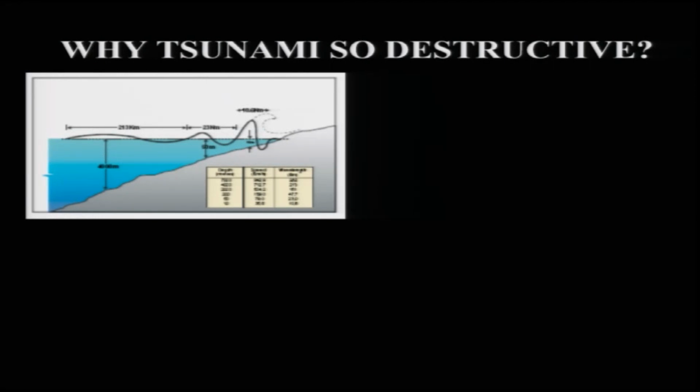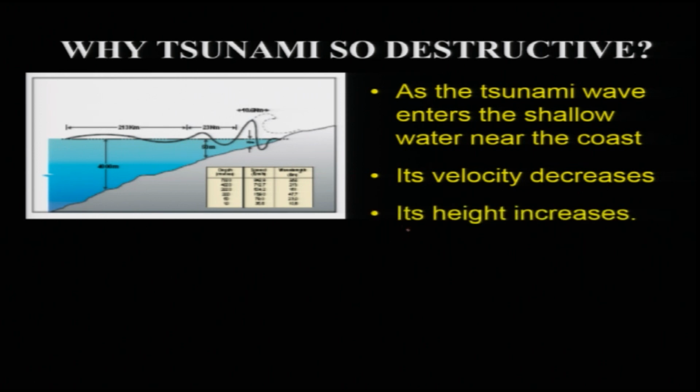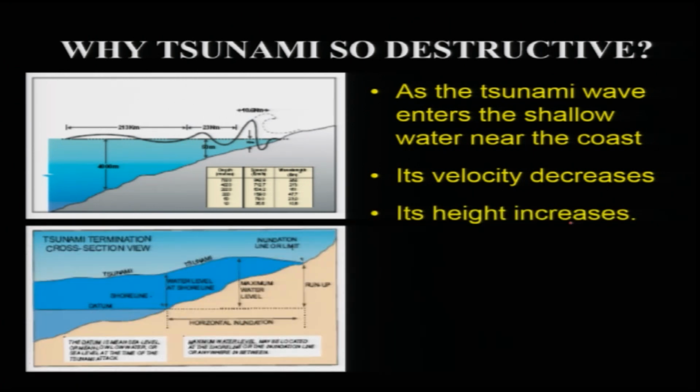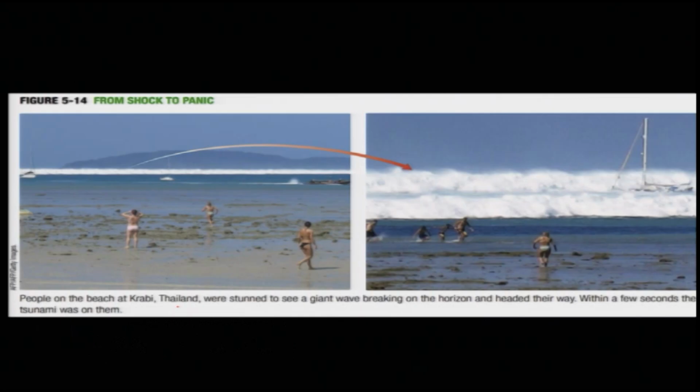Why are tsunamis so destructive? This is what we were talking about: it is barely noticeable in the deeper portion of the ocean, whereas as it comes closer, the wavelength reduces but the height increases because of the stacking. As the tsunami waves enter the shallow waters near the coast, their velocity decreases and their height increases. Basically because of the stacking, the height may go up to 30 to 50 meters depending on the topography or the geomorphology setting of the coastline.